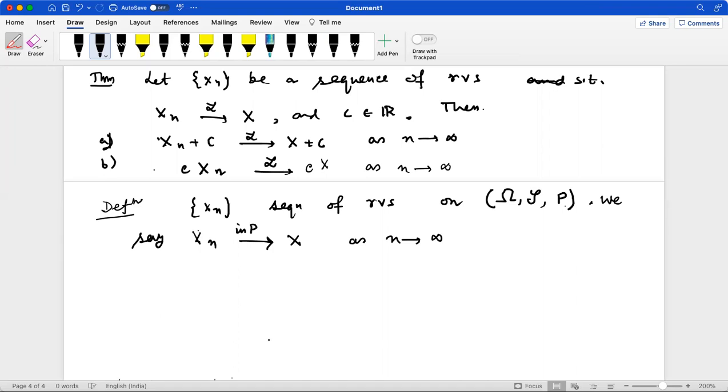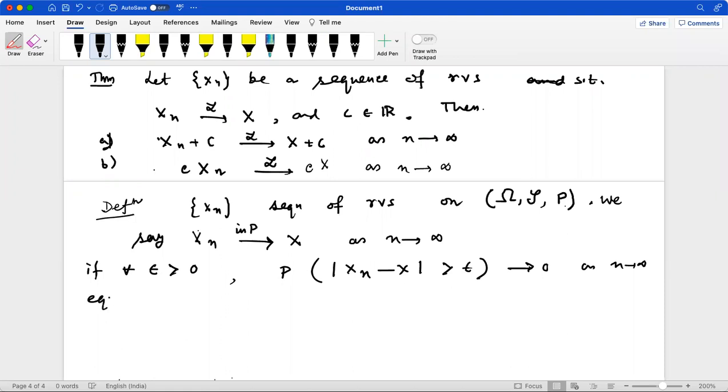What is the definition of convergence in probability? The definition is: for every epsilon positive, the probability of the difference of Xn minus X being greater than epsilon goes to 0 as n tends to infinity. Remember, for every epsilon, this probability goes to 0. This is just a probability, so it is a sequence of real numbers.